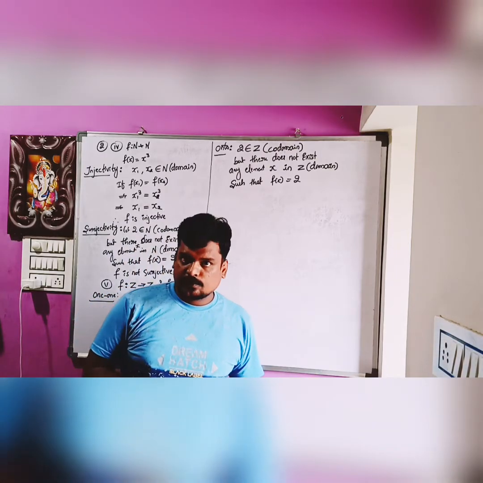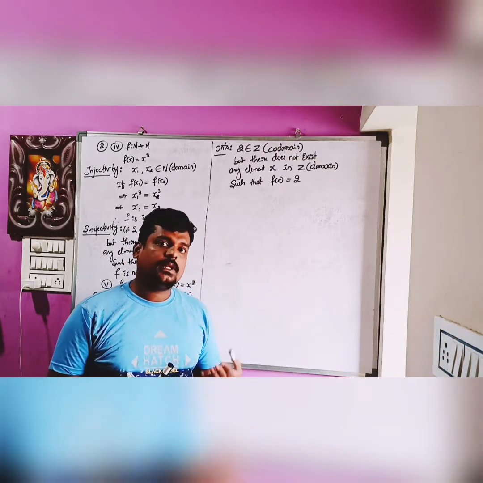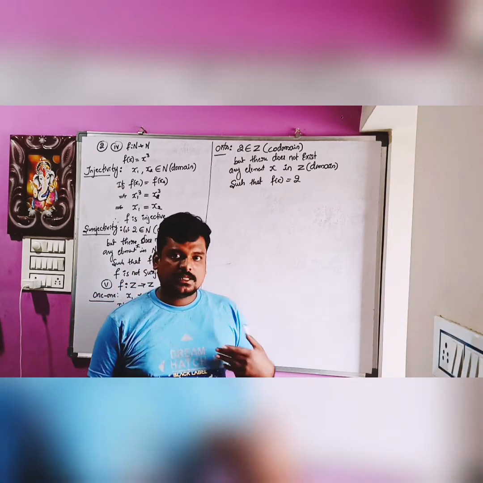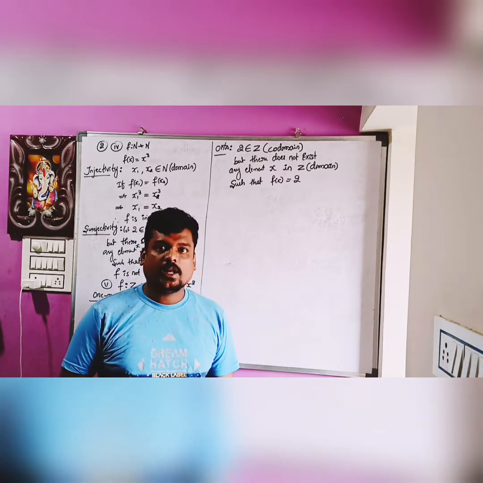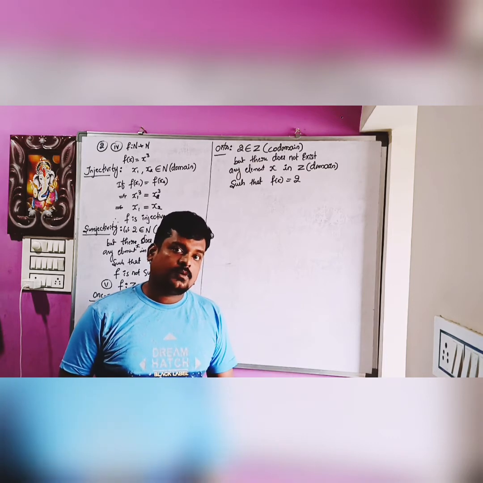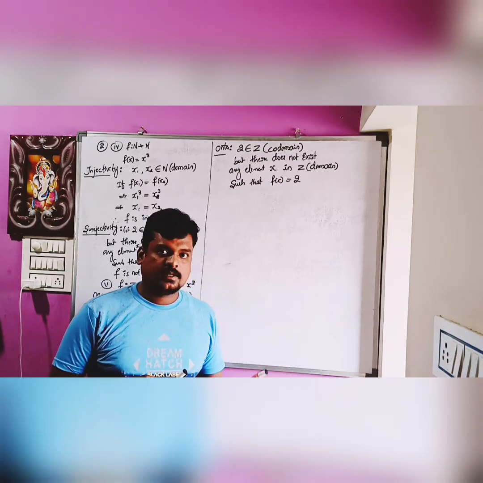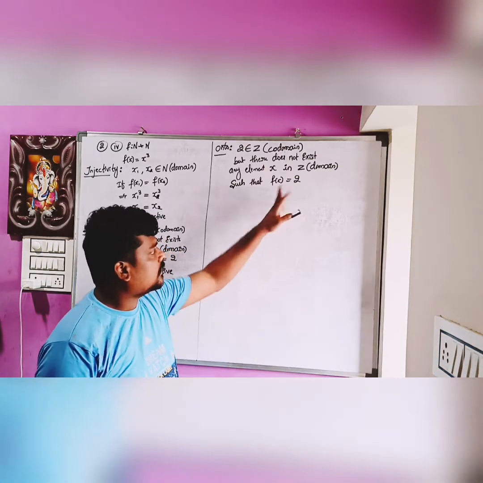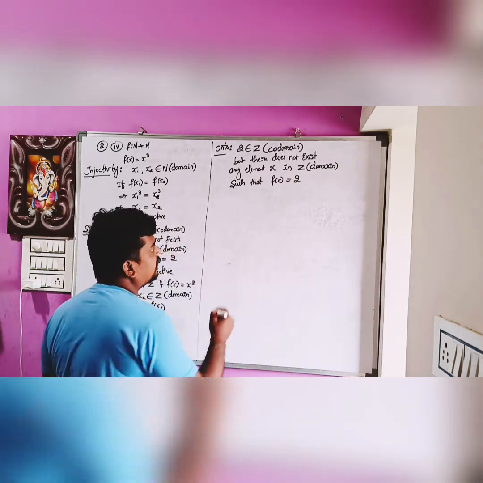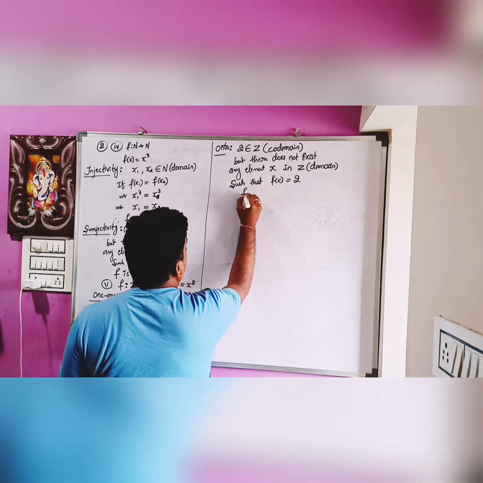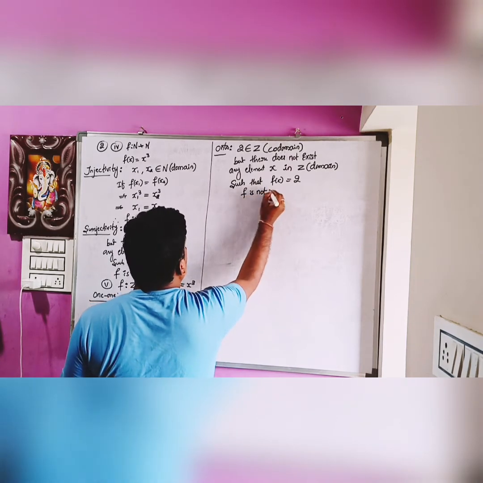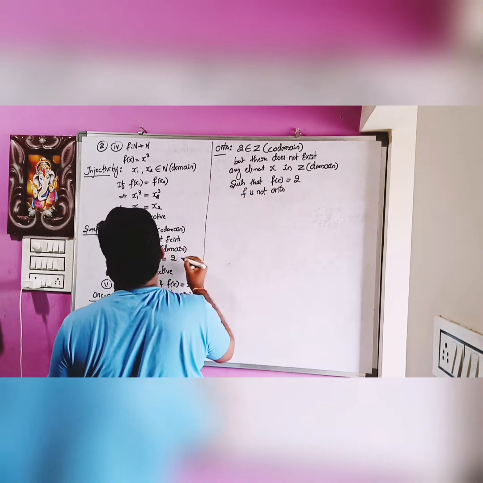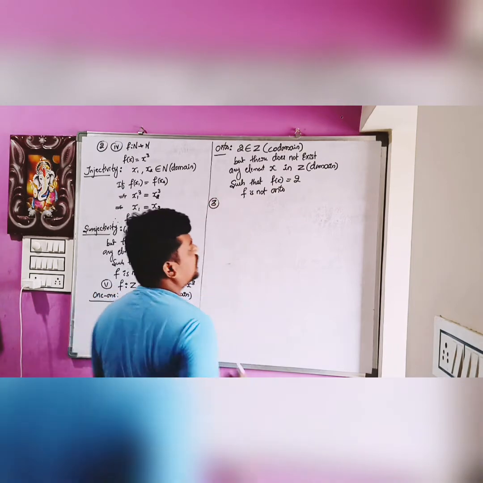So what is an onto function? All the elements of a codomain are images. Means the codomain should equal the range. Range means the set of images. But 2 is not the image of any element, so we can say it is not an onto function. f is not onto. Now we discuss question number 3.